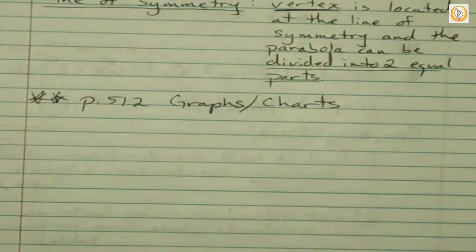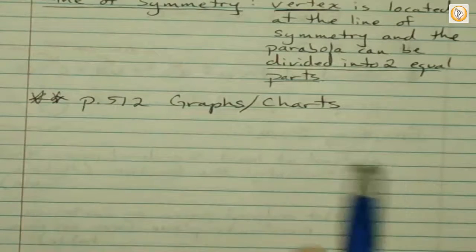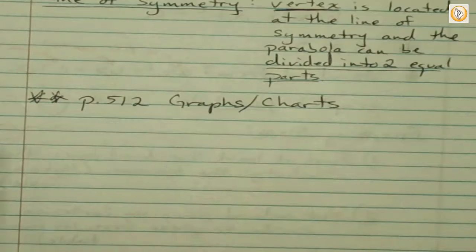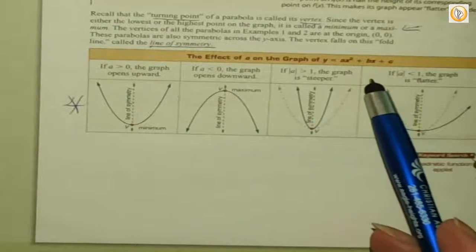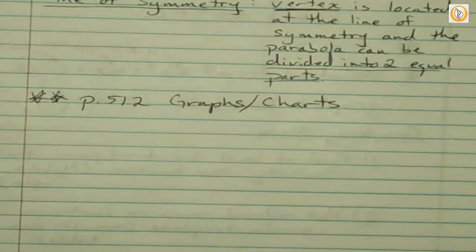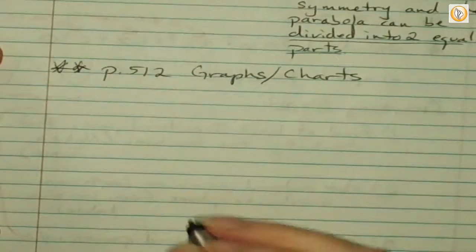Okay, right there on page 512, near the bottom, you'll see a chart. And look, I even have a little star by it. This is what I'm talking about right here. The effect on the graph of y equals ax squared plus bx plus c. Okay? Now, that's a lot of information. I'm going to condense it, but you see what it looks like. For example, you need to write this too.